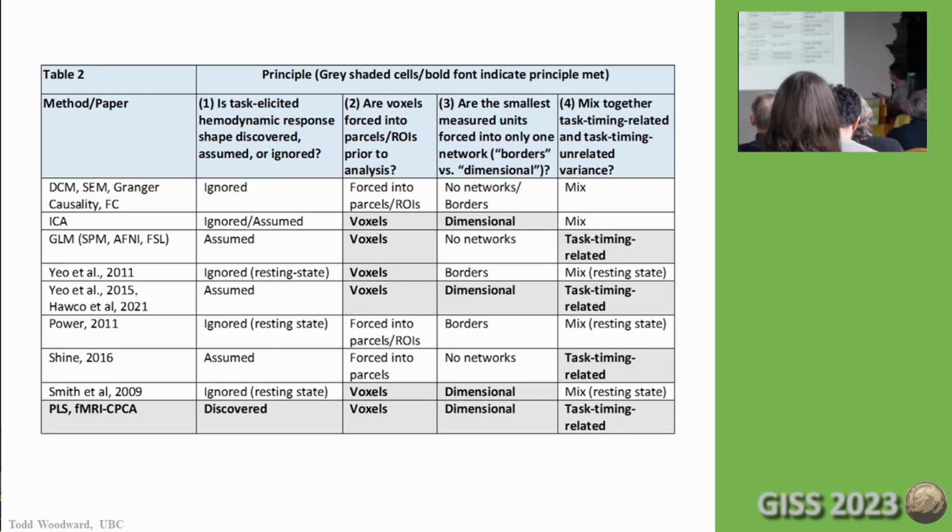Parcellate, is there an assumed matching process, or is the shape discovered? Dimensional analysis. So here, fMRI CPCA is the software that we use and develop. And obviously I'm talking about these things because they do all four. But none of the other methods, except for PLS, which is also Canadian software, actually meets those four. So, any thoughts? No? Any questions about all that? It's kind of a lot to look at, but.